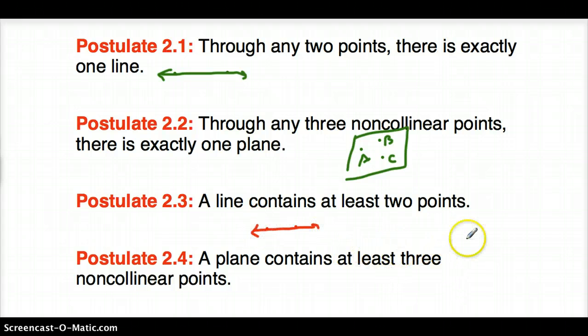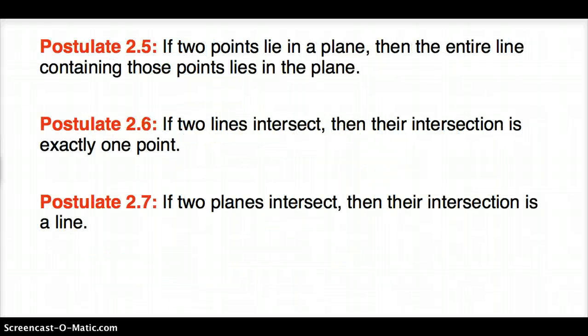Postulate 2.4. A plane contains at least 3 non-collinear points. Again, this is what we talked about earlier. When we name planes, we need 3 non-collinear points. We could have 4 or 5, but we must have at least 3. Postulate 2.5. If 2 points lie in a plane, then the entire line containing those points lies in the plane.